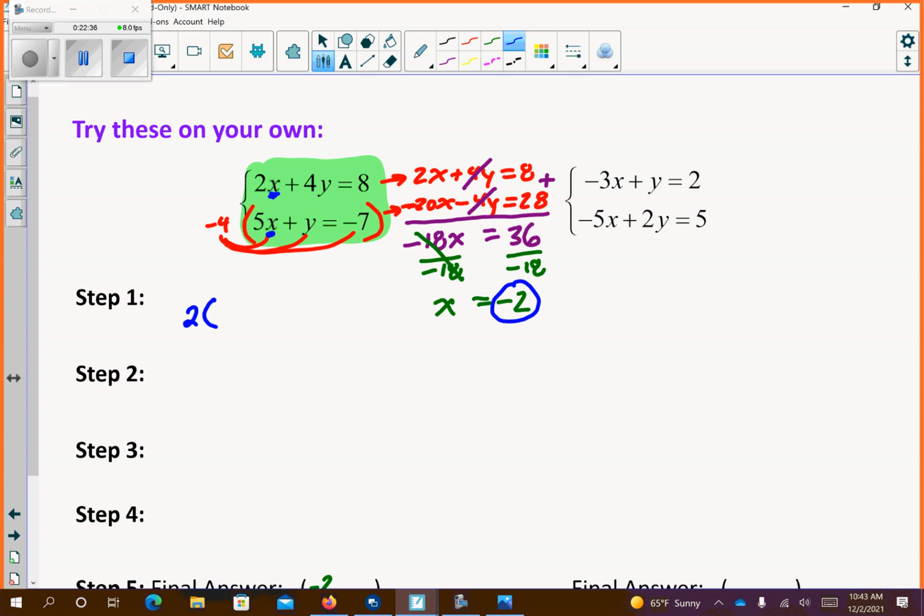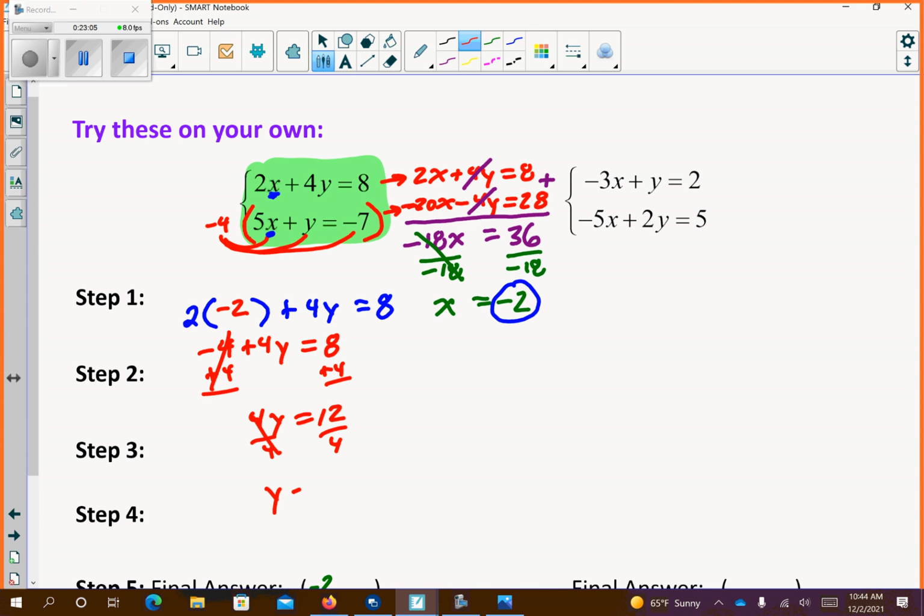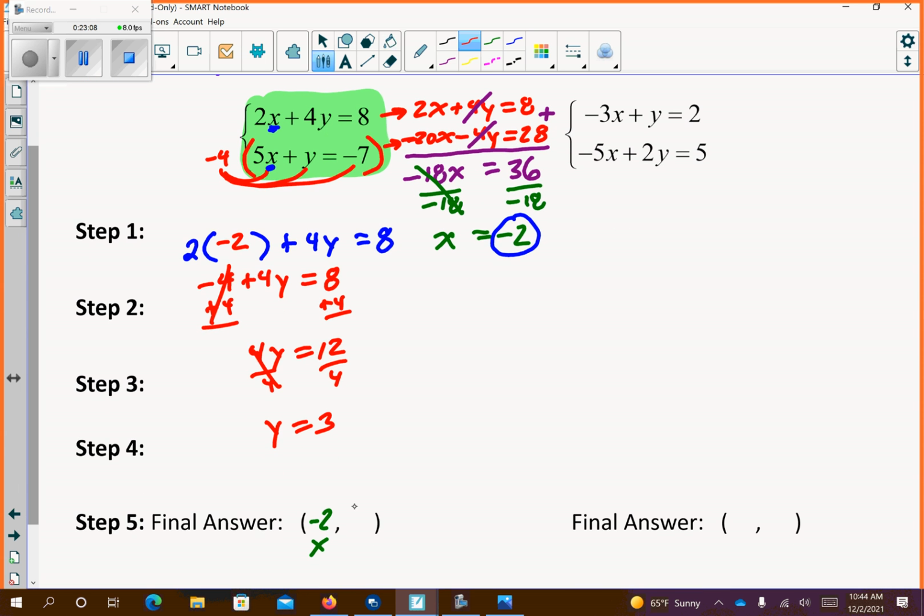So the top was this. The parentheses is where x used to live. What's going to go in place of the parentheses? Negative 2. Good. So 2 times negative 2 is negative 4 plus 4y is equal to 8. Add 4 to both sides. Those cancel. So 4y equals 12. What's the last step? Divide by 4. Good. Those cancel. So y equals 3. That's my y value. There's my answer.